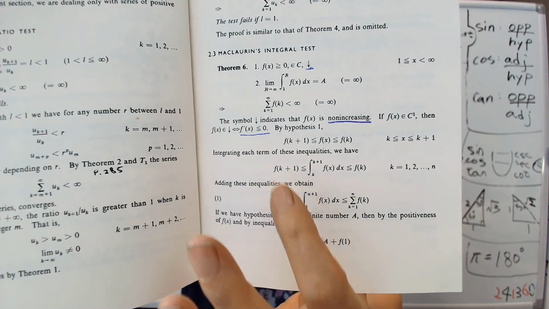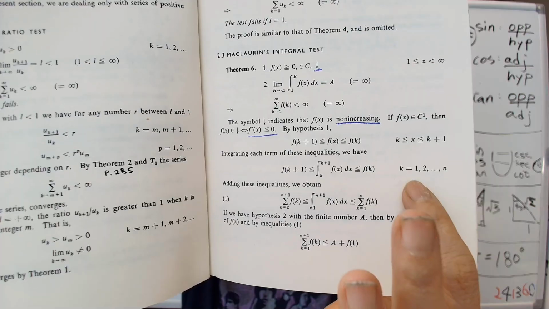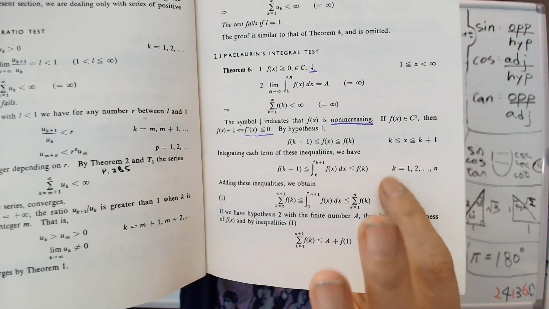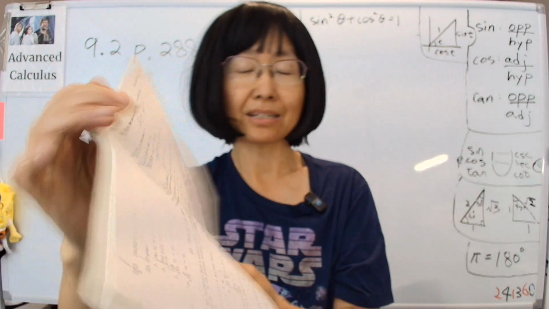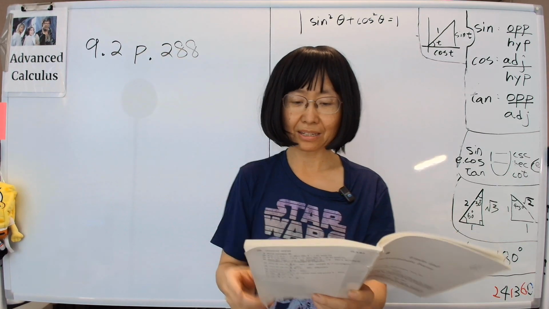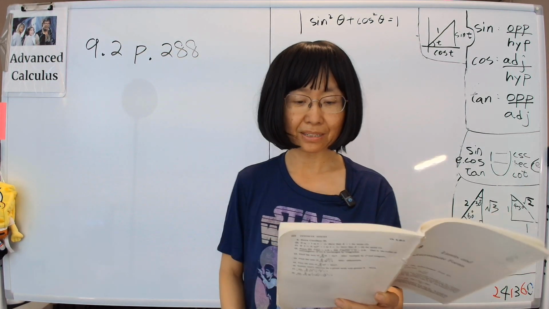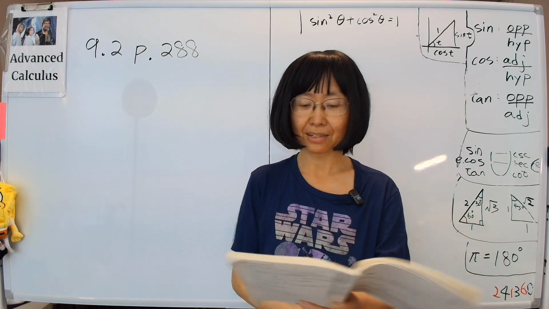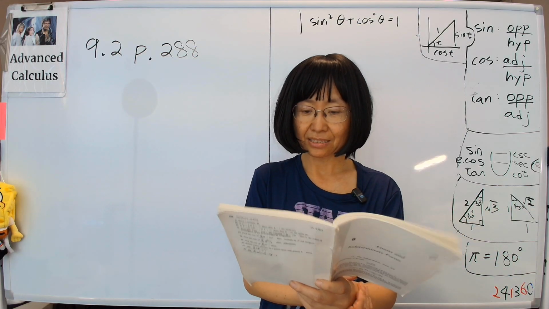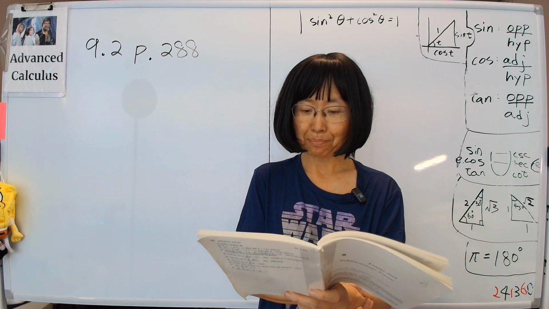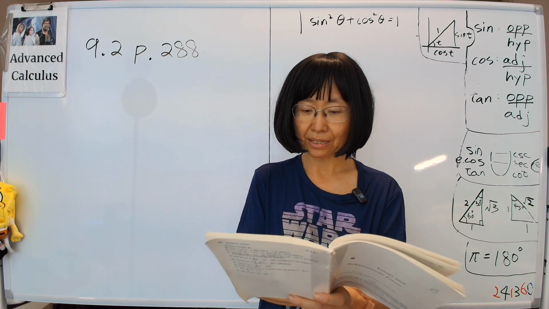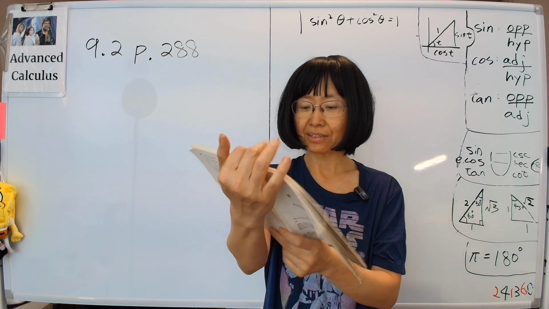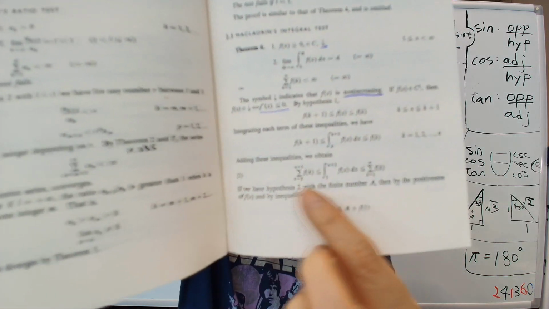And this is true for each k. So k is held constant in this case. And k is going from 1 to n. However many k's, we have a top limit here. So for this limited number of k, the integral inequality holds. And then the next thing we're going to do is add them all up.